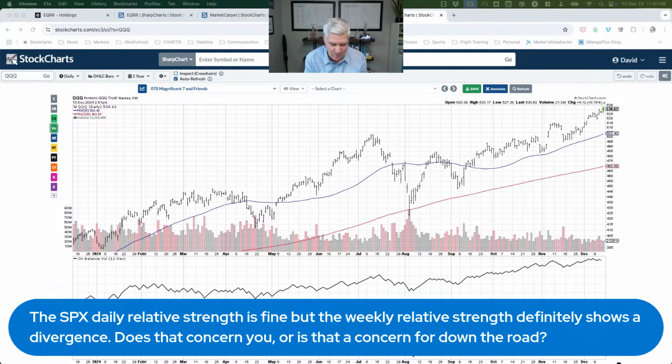The S&P daily relative strength is fine, but the weekly relative strength definitely shows a divergence. Does that concern you, or is that a concern for down the road?